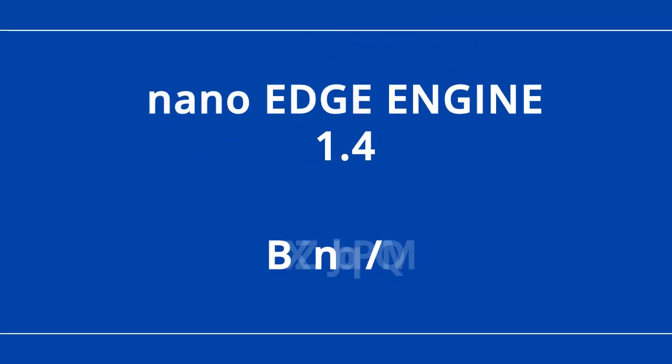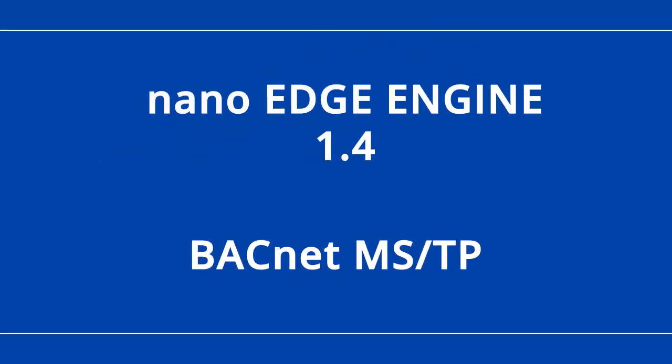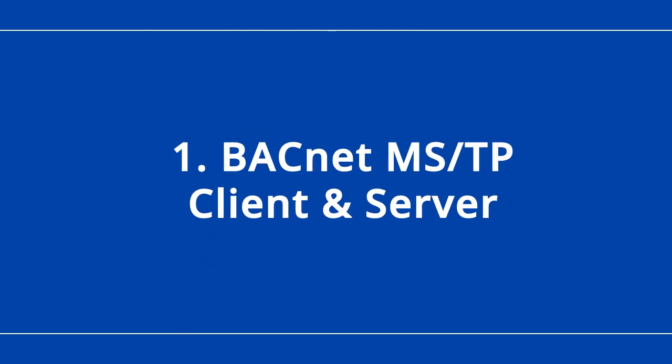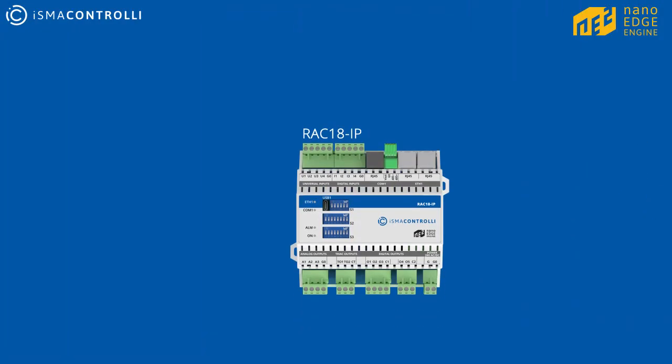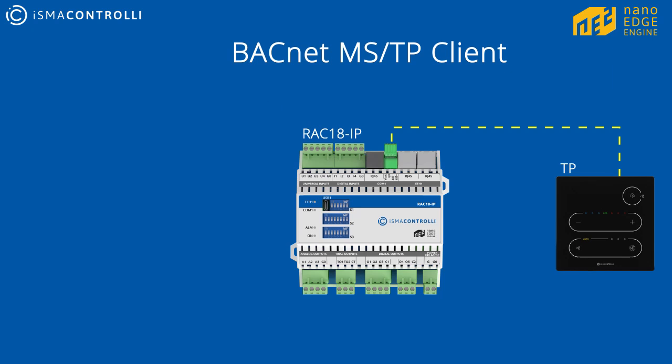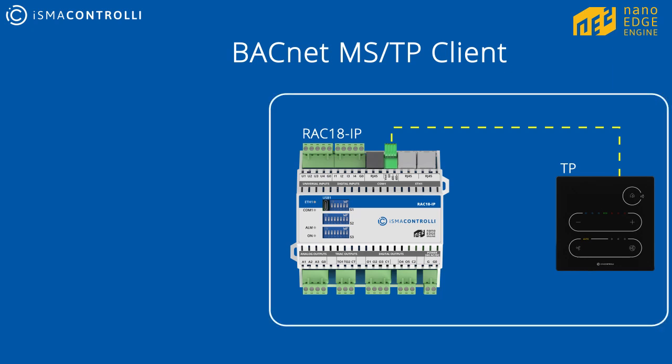In this part, we are going to dive into how BACnet MSTP is put into action in the 1.4 version of the NanoEdge engine, and we are going to start with client-server implementation. Being a BACnet MSTP client means getting information from other BACnet devices on the RS-485 bus. For example, Rack18 can act as a client and get setpoint and temperature data from the TP wall module.